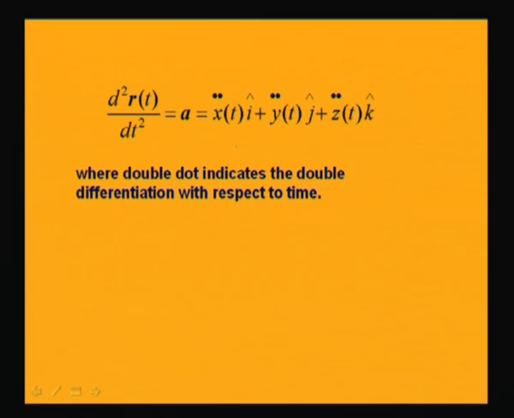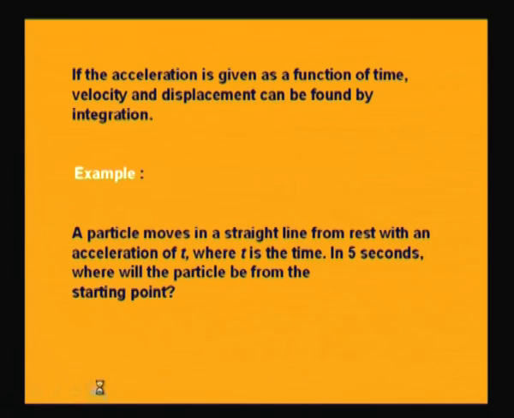Now, acceleration can be written as d square r of t by dt square is equal to a. This is equal to x double dot t i plus y double dot t j plus z double dot t k, where double dot indicates double differentiation with respect to time. Now, if the acceleration is given as a function of time, then velocity and displacement can be found by integration. Integration is the reverse process of differentiation.